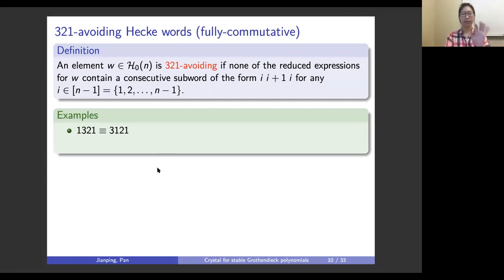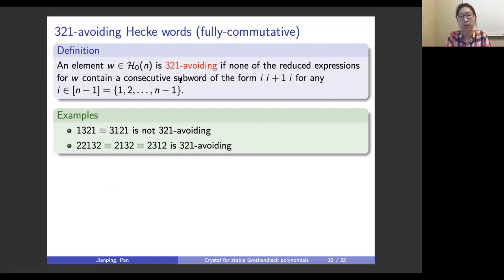So we can see some examples. The word 1, 3, 2, 1 is equivalent to 3, 1, 2, 1. So there is a braid relation here, so this is not 3-to-1 avoiding. But the next one, we can try to write its equivalent reduced words, and we do not see a braid. So this is 3-to-1 avoiding.